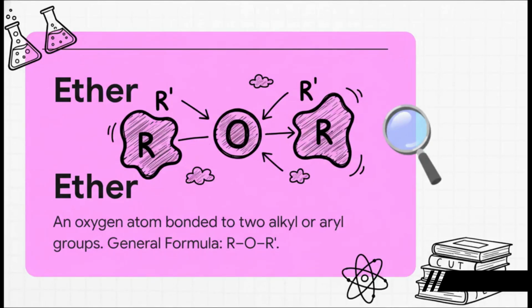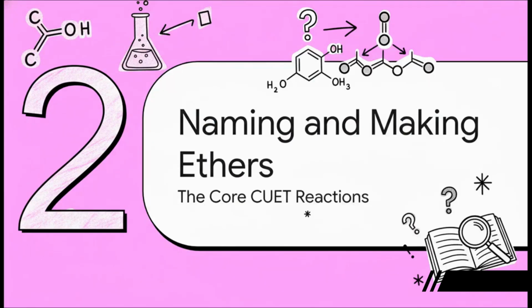So let's rewind for a second. What even is an ether? It's actually super simple. You just have an oxygen atom that's kind of like a bridge connecting two carbon groups. These groups, the R and R prime, can be the same, they can be different, doesn't matter. But that R-O-R' structure, that's our foundation. That's it. Okay, now that we have that base, let's get into the really important stuff.